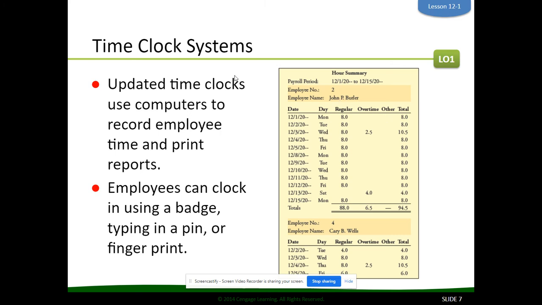Like I said previously, there are different types of time clock systems. Updated time clock systems use computers to record time, and they print out the reports, so you won't have to do that by hand necessarily. It just depends on your company, and this is an example of what an electronic one will look like. And like I talked about previously, you can clock in using a badge, a pin, or even your fingerprint.